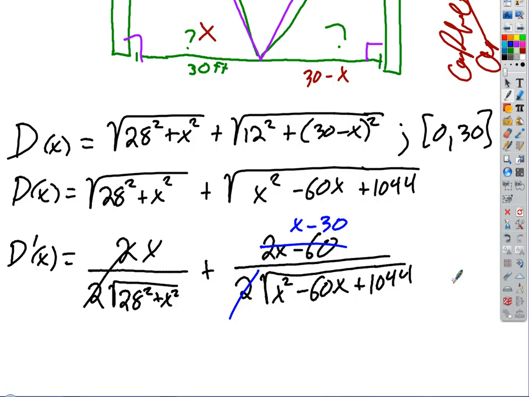Why did the x squared minus 60x plus 1044 go on the bottom? Because this is a 1/2 power. So the derivative of it to the 1/2 is 1/2 times it to the minus 1/2. And so the minus 1/2 just puts the square root on the bottom. That makes sense. Okay?